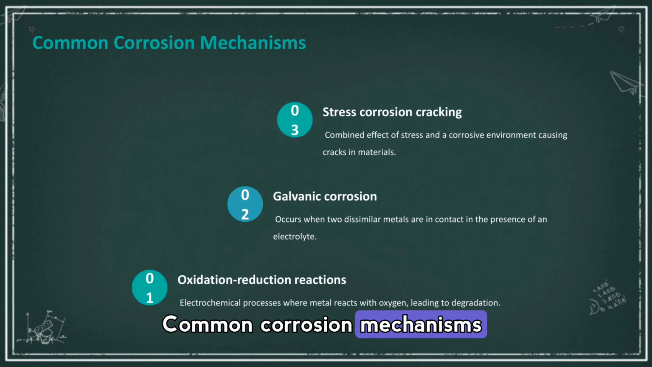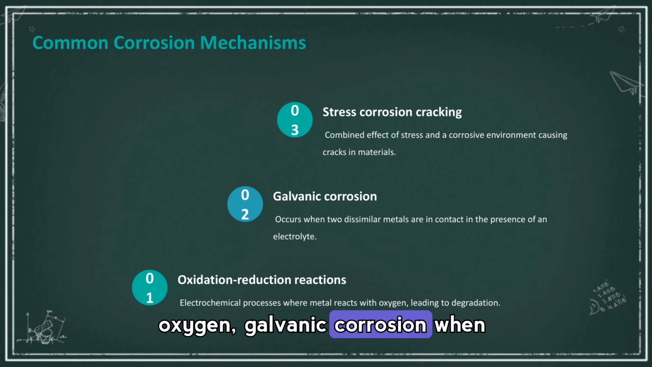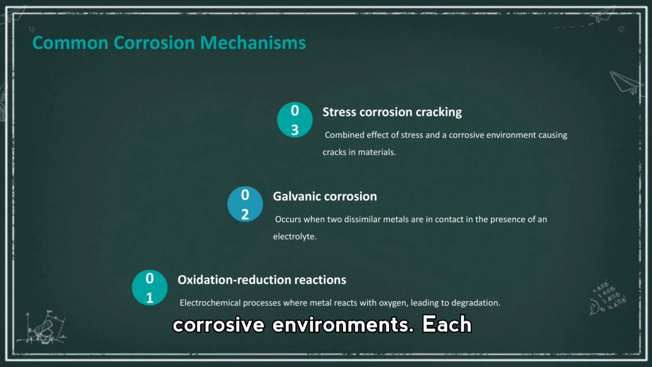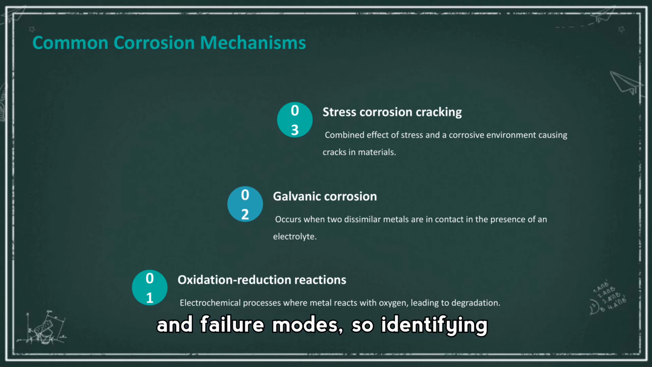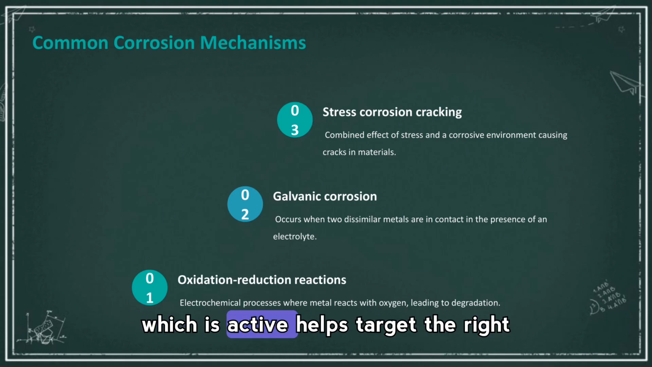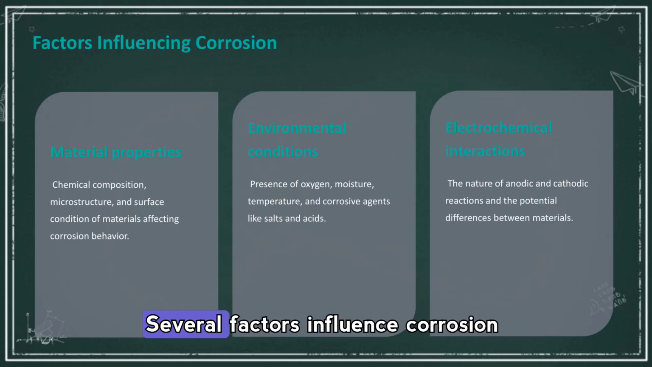Common corrosion mechanisms include oxidation-reduction reactions, where metal reacts with oxygen, galvanic corrosion, when dissimilar metals are electrically connected in an electrolyte, and stress corrosion cracking from combined mechanical stress and corrosive environments. Each mechanism has distinct signatures and failure modes, so identifying which is active helps target the right mitigation and inspection strategy. Several factors influence corrosion rates and patterns.